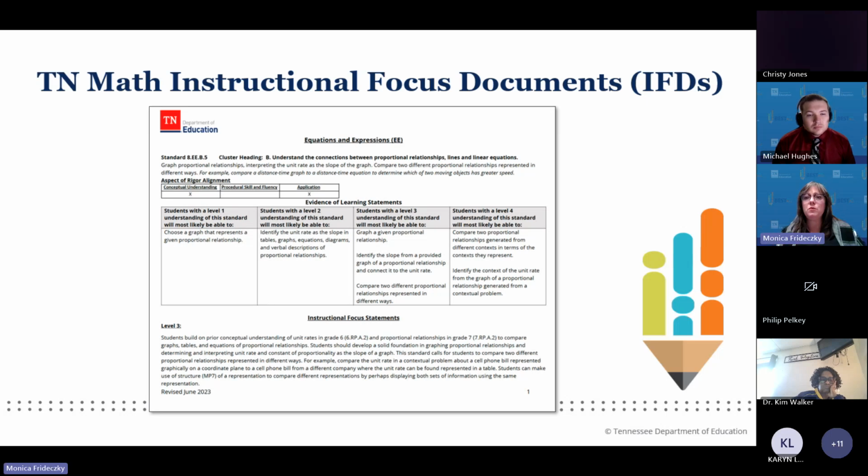So if anyone would like to come off mute and share with us maybe a way that you have been able to utilize the instructional focus documents, maybe your instructional coaches or your teacher leaders, is there some innovative way that you've been able to utilize these documents?